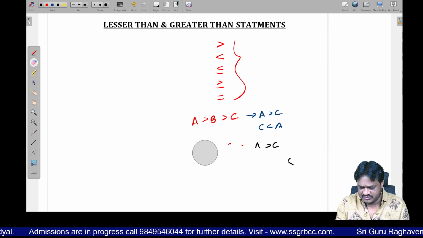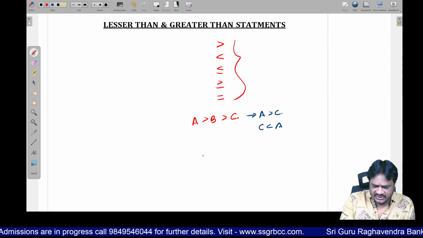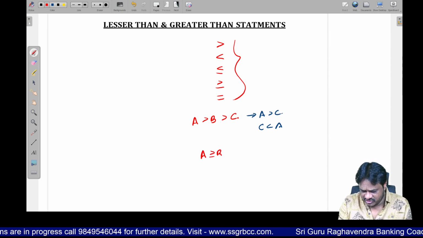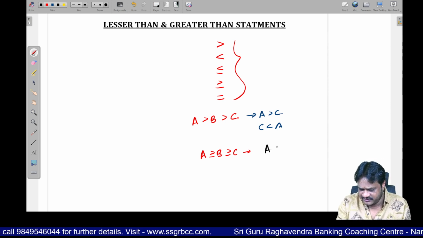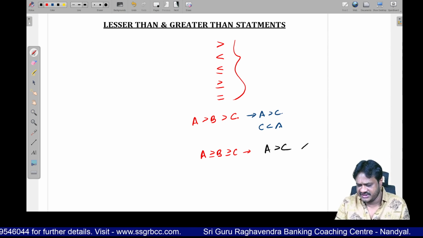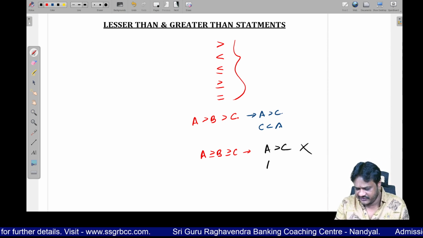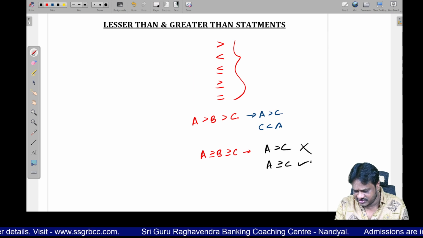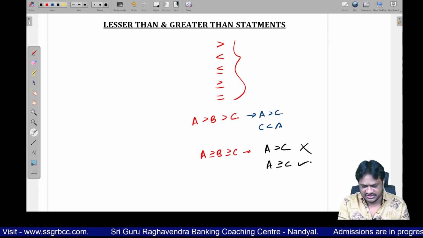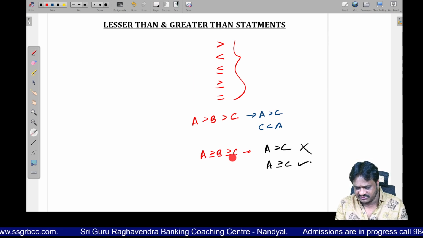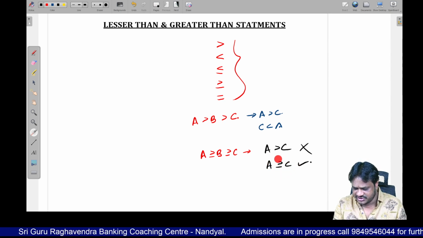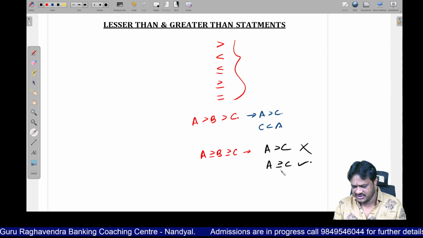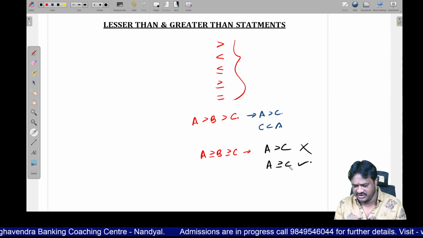Now, one more small example. A greater than or equal to B, B greater than or equal to C. Now, if I write only A greater than C, it does not follow. If I write A greater than or equal to C, that definitely follows. Why? Because from A to C, the symbol is greater than or equal. Therefore, A greater than or equal to C definitely follows.